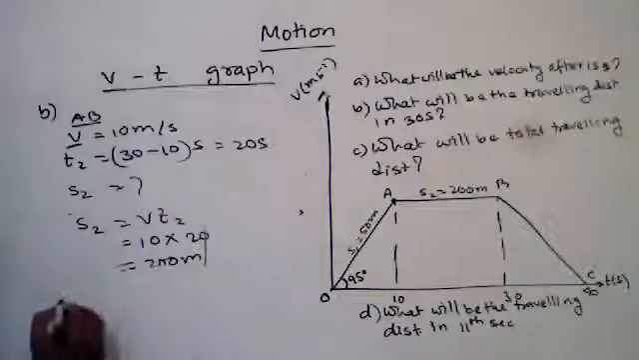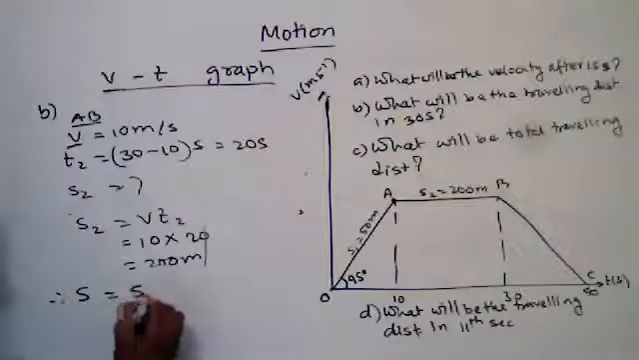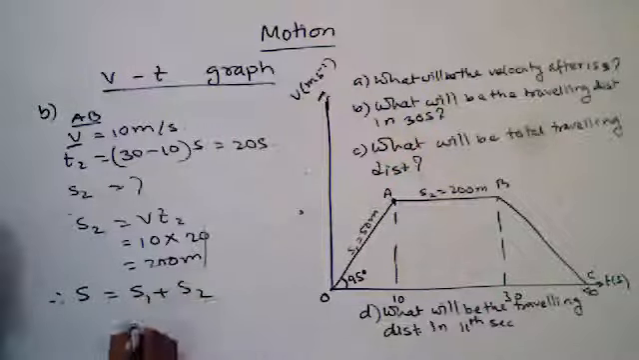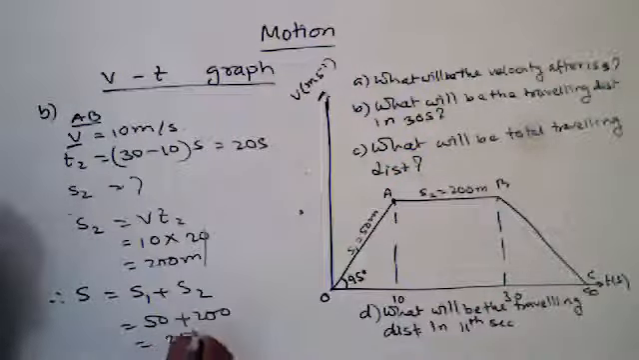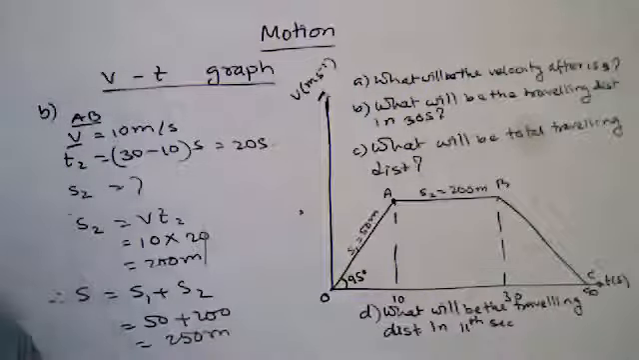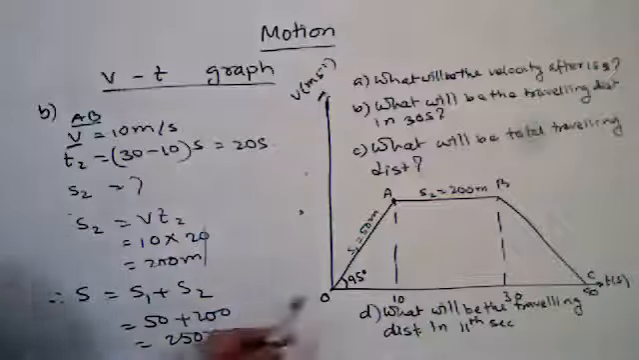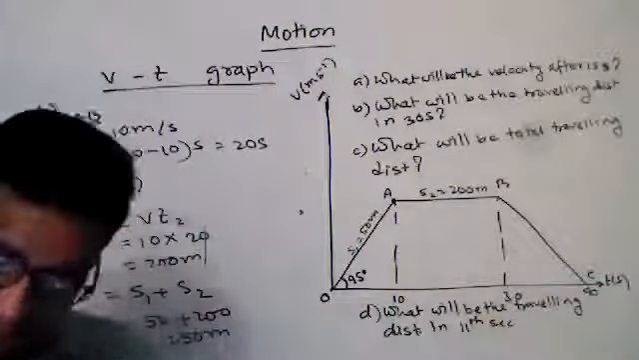So total traveling distance S equals S1 plus S2. S1 equals 50 and S2 equals 200, so it equals 250 meters. Okay, this is the traveling distance in 30 seconds.